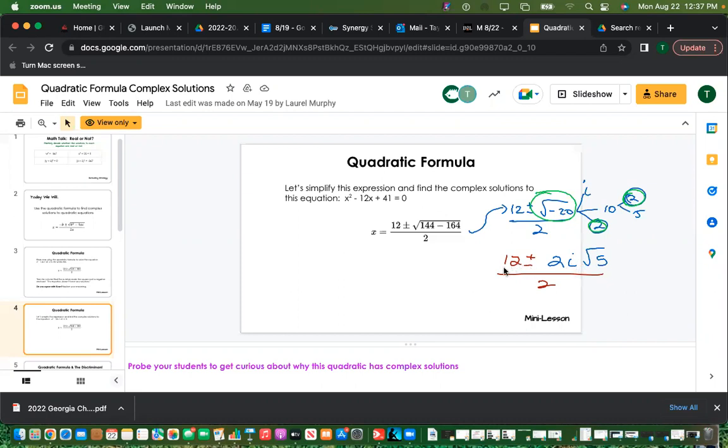Okay, so what's 12 divided by 2? 6. And what's 2i divided by 2? Just i. And 2 divided by 2 is going to give me 1. So our final answer is going to be 6 plus or minus i square root of 5.